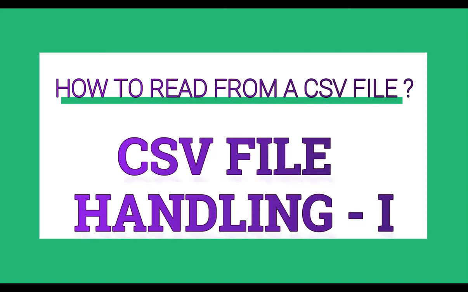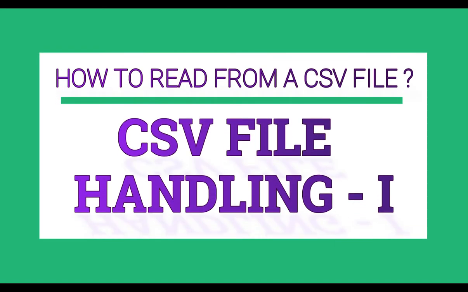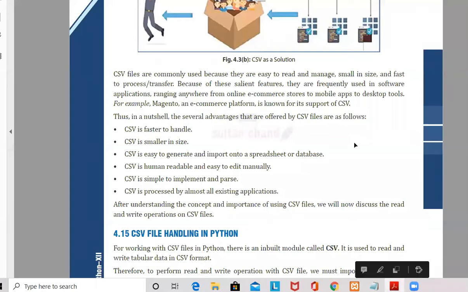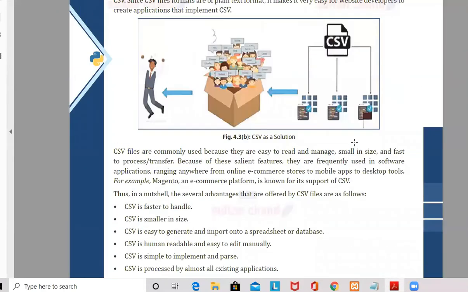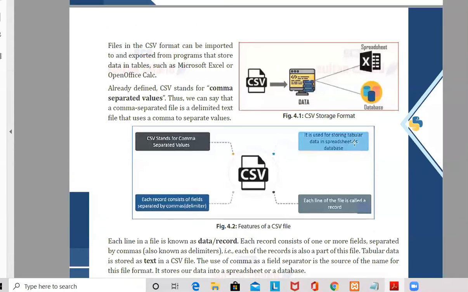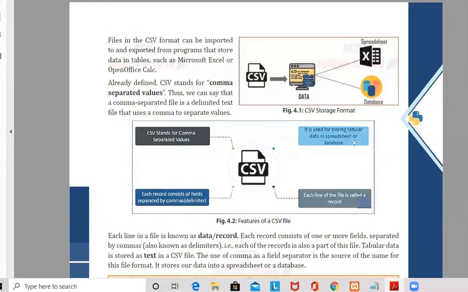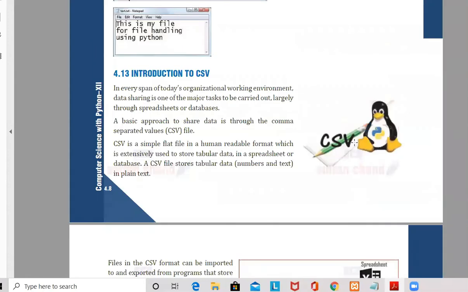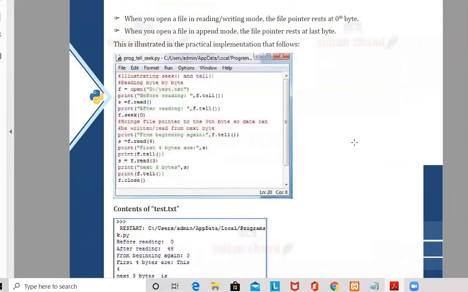Hello everyone, in this video we will be seeing how to handle a CSV file and it is there in your CBSE 12th standard syllabus. To begin with, you need to know what is the full form of CSV. CSV means comma separated values. When you say comma, it means a delimiter which can split a particular string or data.